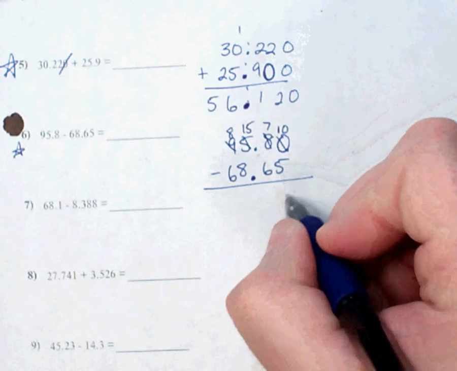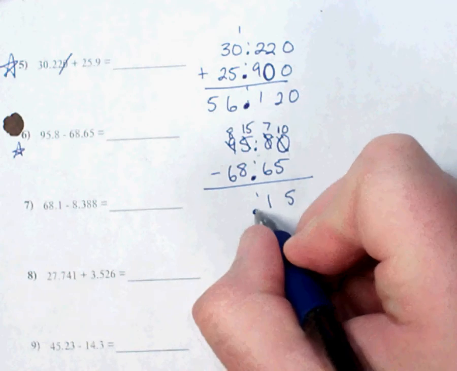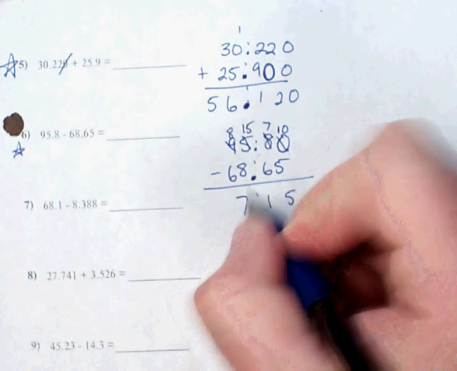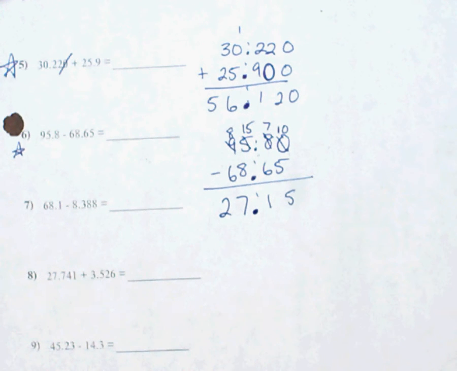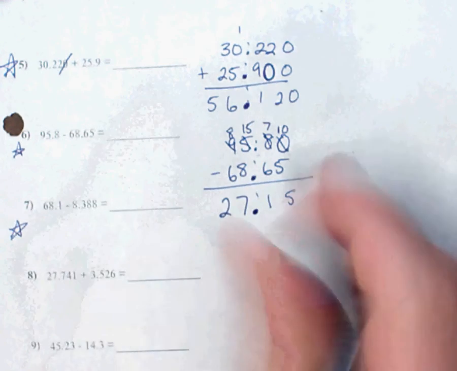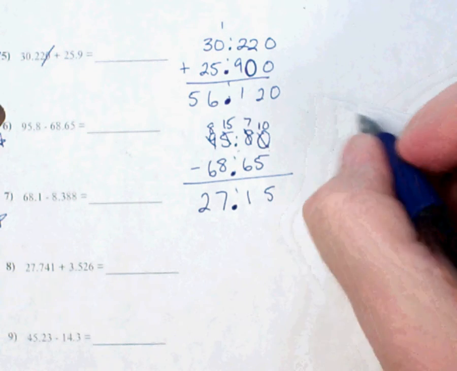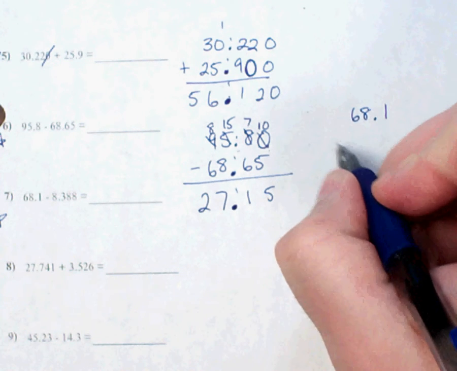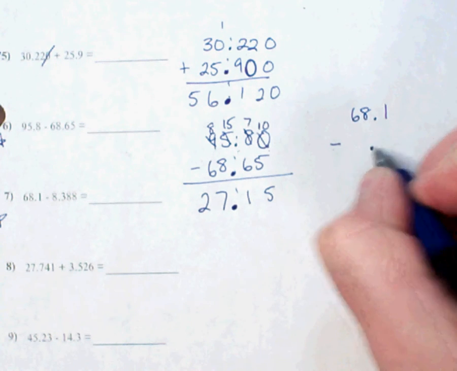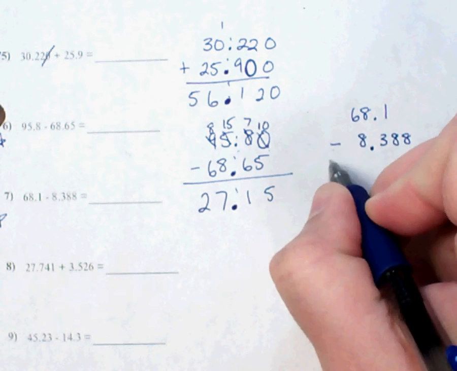All right, so 10 minus 5 gives me 5, 7 minus 6 is 1, 15 minus 8 is 7, and 8 minus 6 is 2, so I get 27 and 15 hundredths. And I'm going to do number 7. I'm going to do it kind of over to the side here. I've kind of used up some of my space. So I've got 68 and 1/10 minus 8 and 388 thousandths.